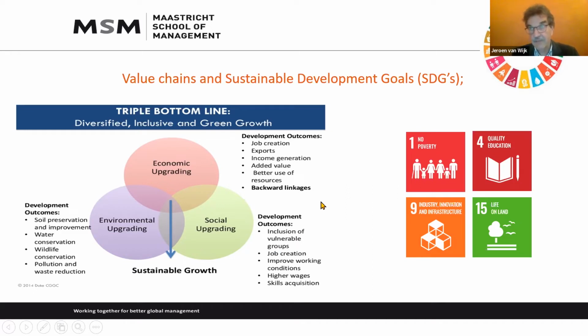So if we think of sustainable development goals, I think number 1, reducing poverty, 4 on quality and inclusive education, 9 on industry development, and 15 on protection of the environment. These are the most important ones that will be addressed in this course. Okay, thank you very much.